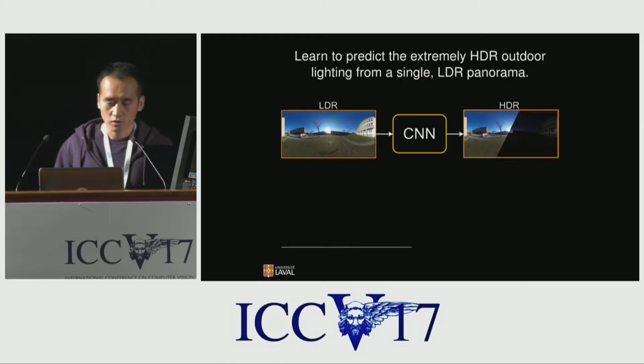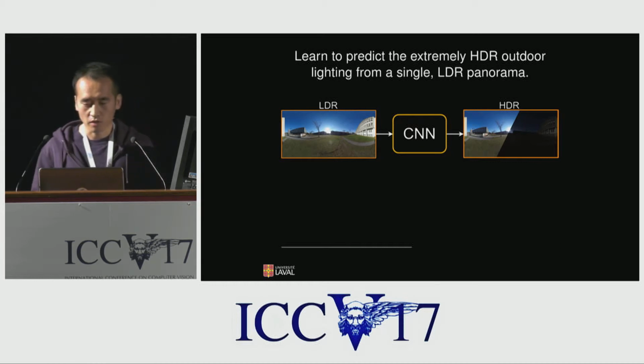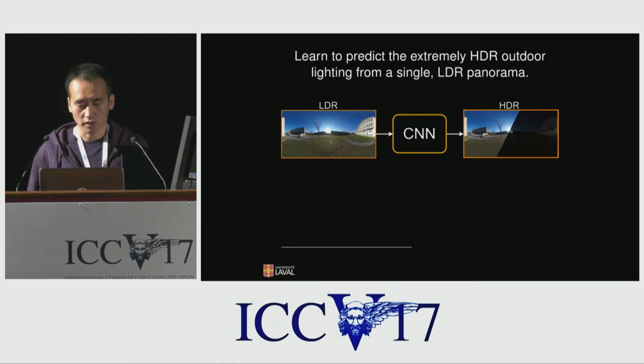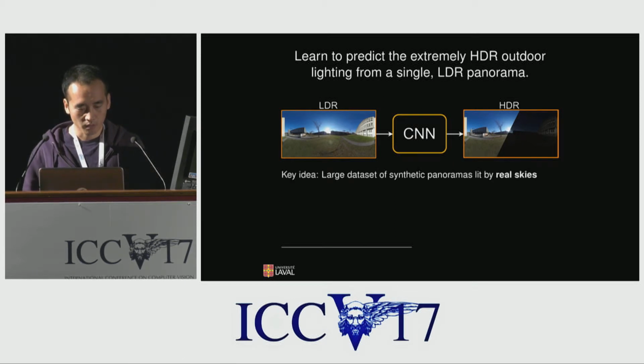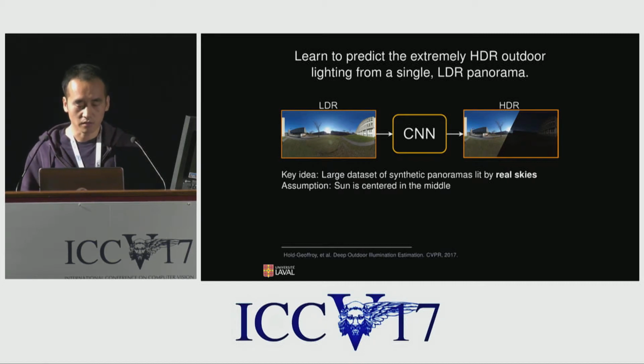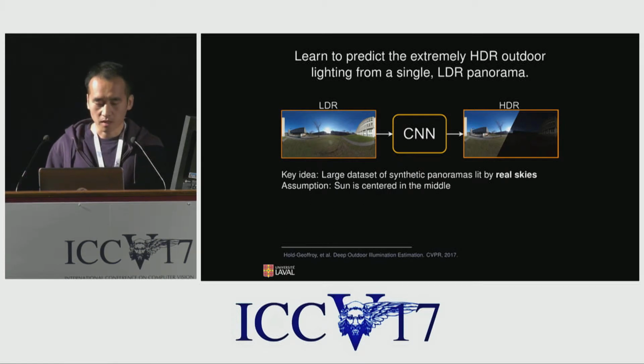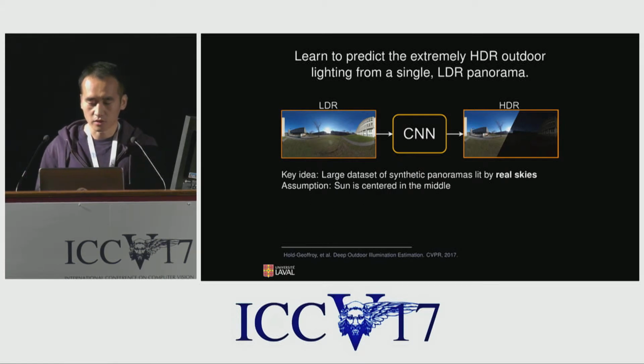Instead of capturing outdoor lighting, we propose to learn to predict the extremely HDR outdoor lighting from a single LDR panorama using a convolutional neural network. Our key idea is to rely on a large data set of synthetic panoramas lit by real skies. Our basic assumption is that the sun is centered in the middle. This can be easily done by computing the largest saturated region in the sky.